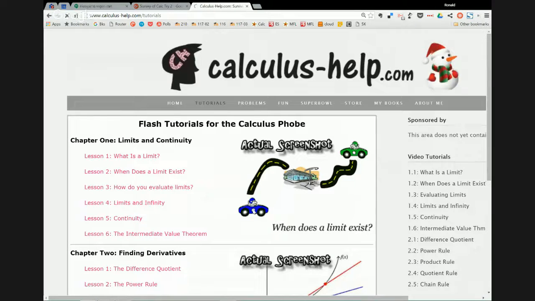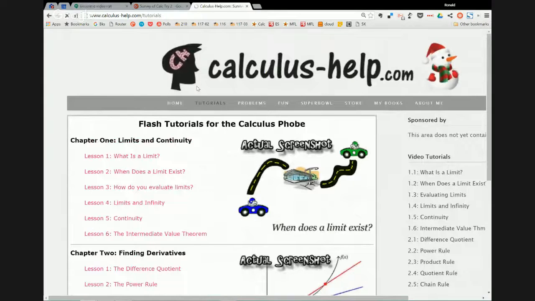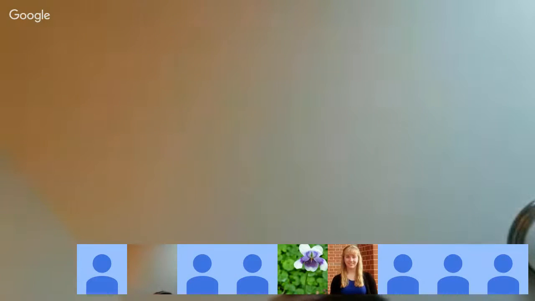And by the way, this is what the calculus help website looks like. We just did this first one here, what is a limit? And now let's do lesson 2. When does a limit exist? If I can, I thought it was a link, I guess not. So what I'm going to do is go back to my slides where I have that. I know you're seeing my ceiling for a moment here, but that's okay. We'll be back.